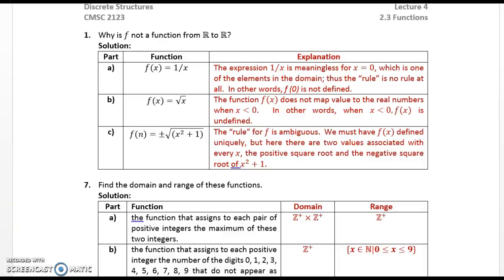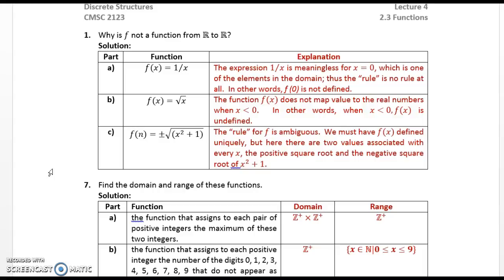We continue our lecture on functions with some sample exercises. Why is f not a function from the reals to the reals? Part A. Let f of x equal 1 over x. The expression 1 over x is meaningless for x equals 0, which is one of the elements in the domain. Thus, the rule is no rule at all. In other words, f of 0 is not defined.